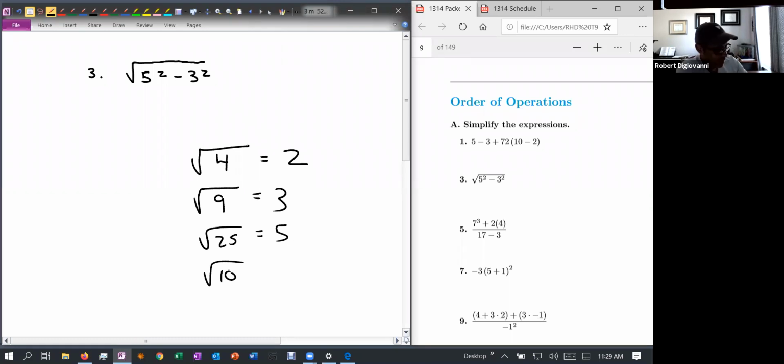Don't know, right? That's not a perfect square. So some things we can do easily, some things we can't. So square root of 10, we probably just use our calculator.